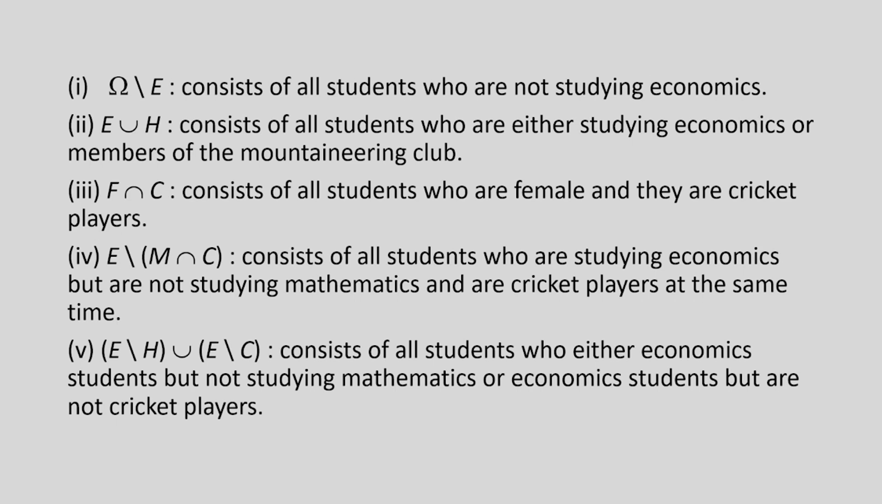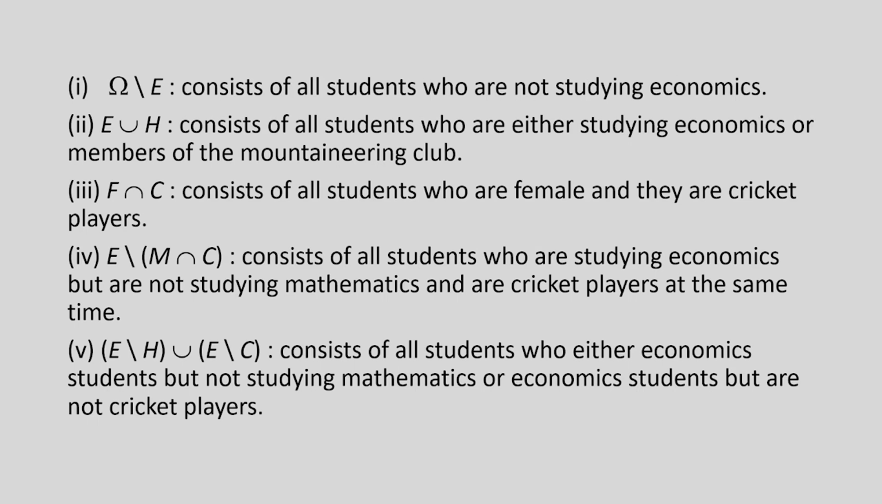Fourth, E minus M intersection C consists of all students who are studying economics, because E is coming first, but are not studying mathematics and are cricket players at the same time. So, we have to take out those students from the set of economics students who are studying mathematics and cricket at the same time. If I do that, then I get this set.